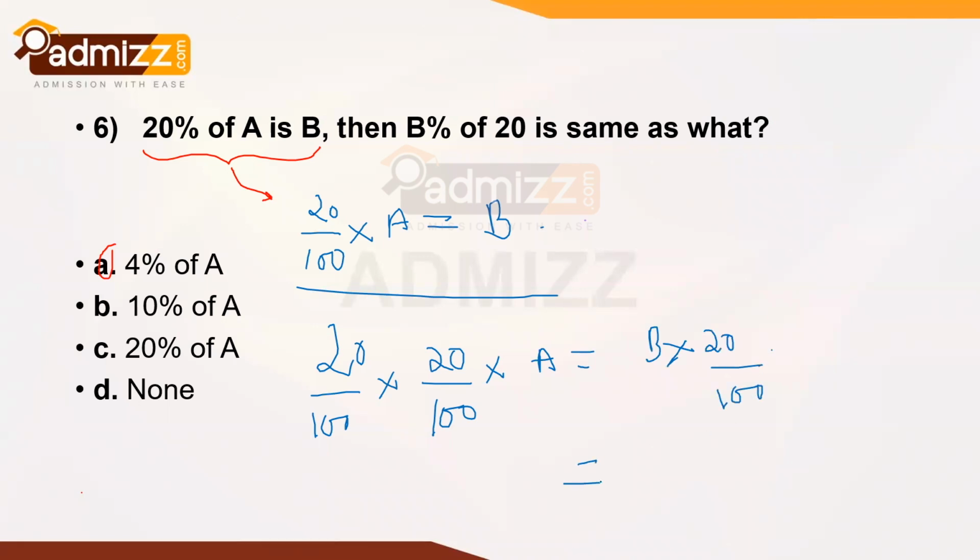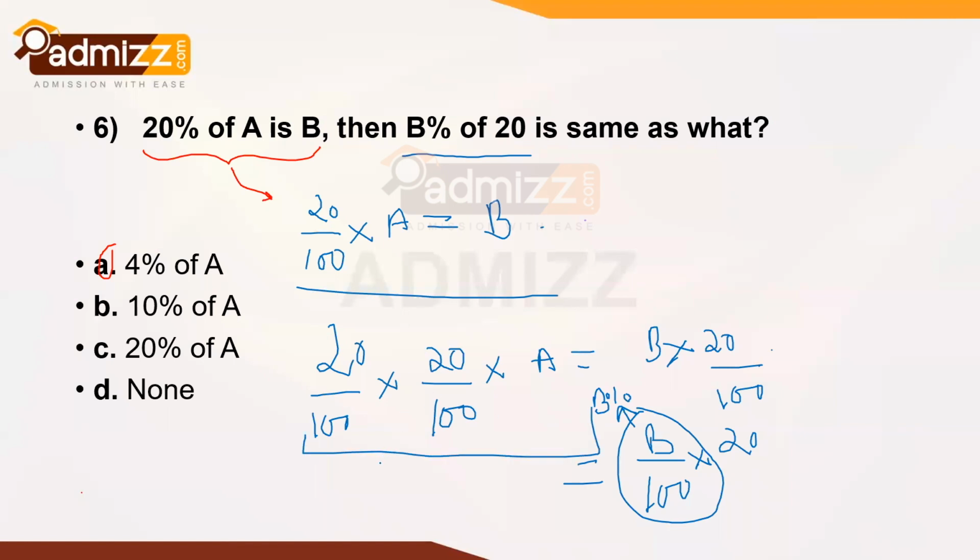Now take a look at this. The right-hand side can be written as B over 100 times 20, right? Now we know that B over 100 is B%, and we also have 20. So this is B% of 20, exactly as the question asks. So we have got one thing figured out. Now all we have to do is solve the left-hand side. From this we get 4 over 100 times A. 4 over 100 is 4%, and this is A. So the correct answer is 4% of A. Was this clear to everyone?